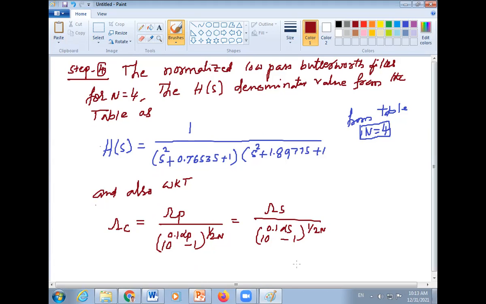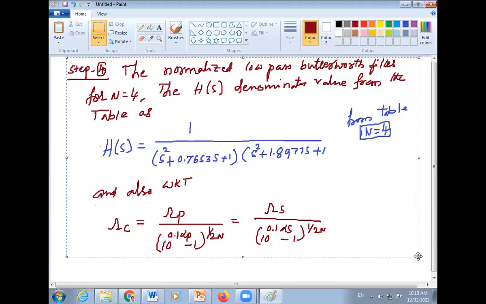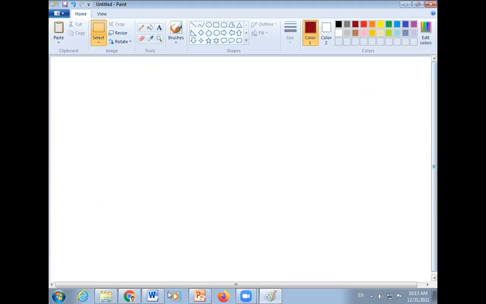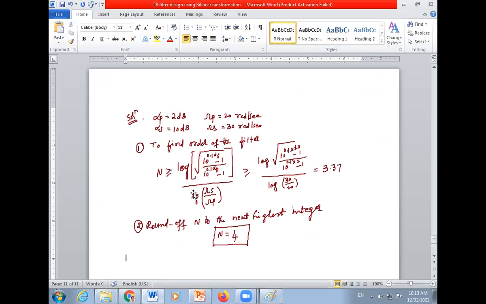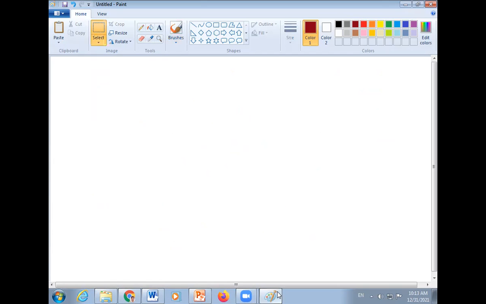So then let us calculate the value of this omega c based on the above equation. So we can find the value here. Omega c is equal to omega p.